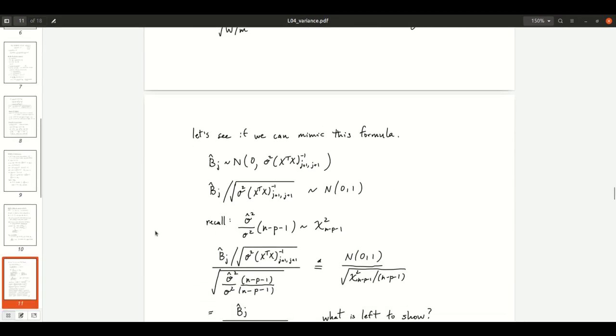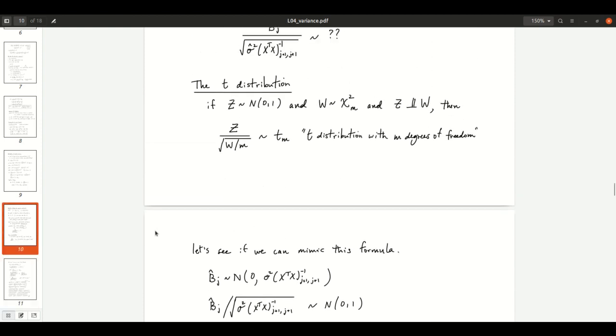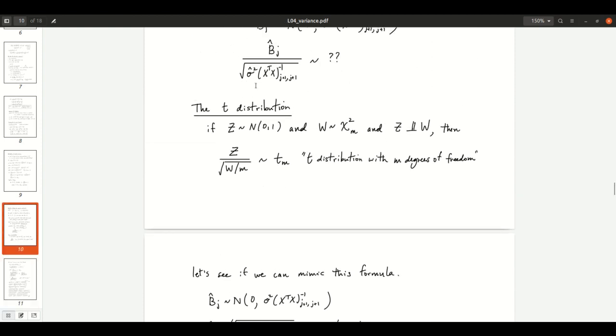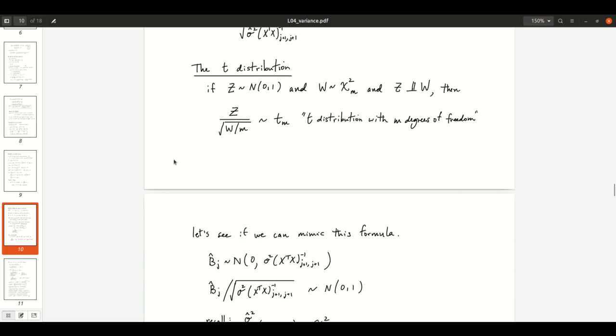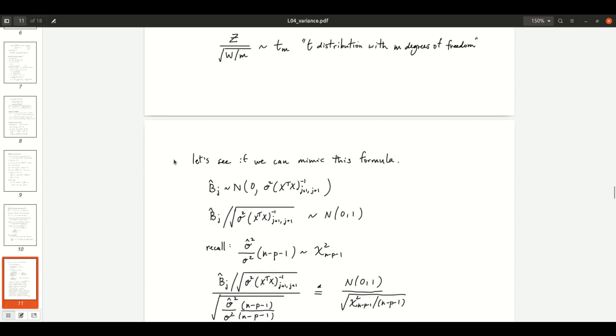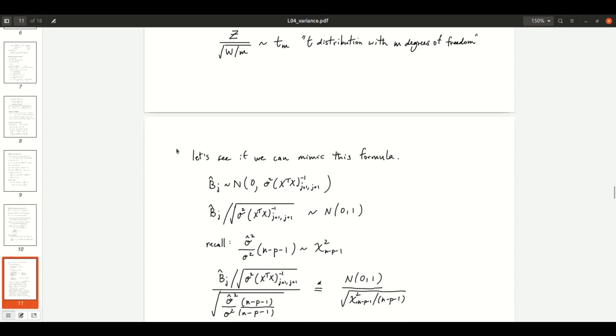All right, so the strategy we're going to follow here is we're going to build up this test statistic, and we're going to verify that it adheres to the rules for the t-distribution. Okay, so let's start here. I'm going to try to have this all on the same screen.